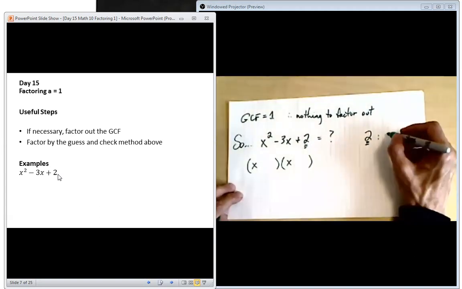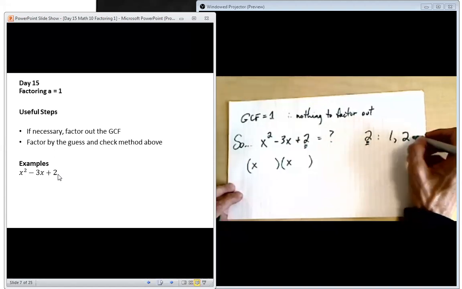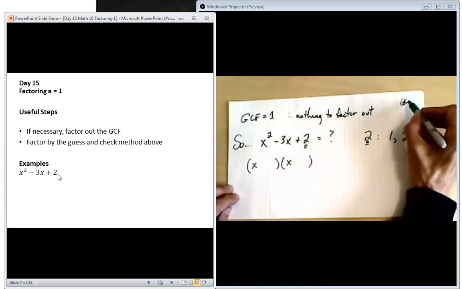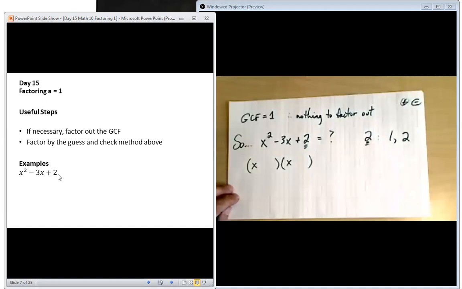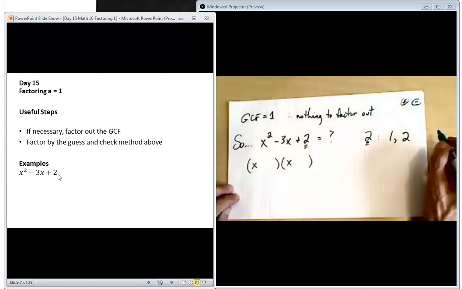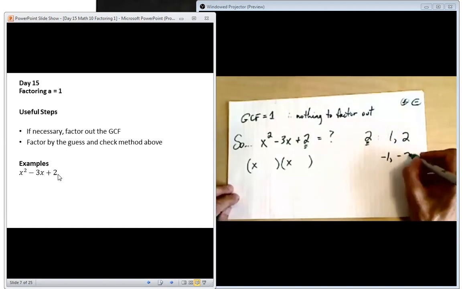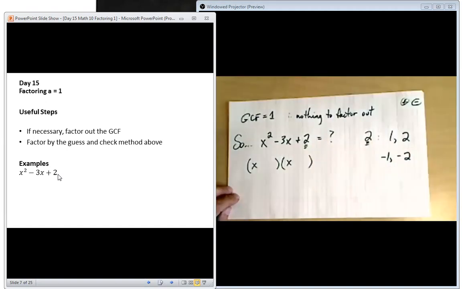Times, not adding, multiplying. 1 times 2 for sure. So we can say 1 and 2 like that. And what's another pair? 2 and 1 is true. There's a better pair. The signs, right? So that's a plus times a plus, which gives a plus. Okay. How about a minus times a minus? What does that give? Yes. Okay. See? A minus times a minus, those work.